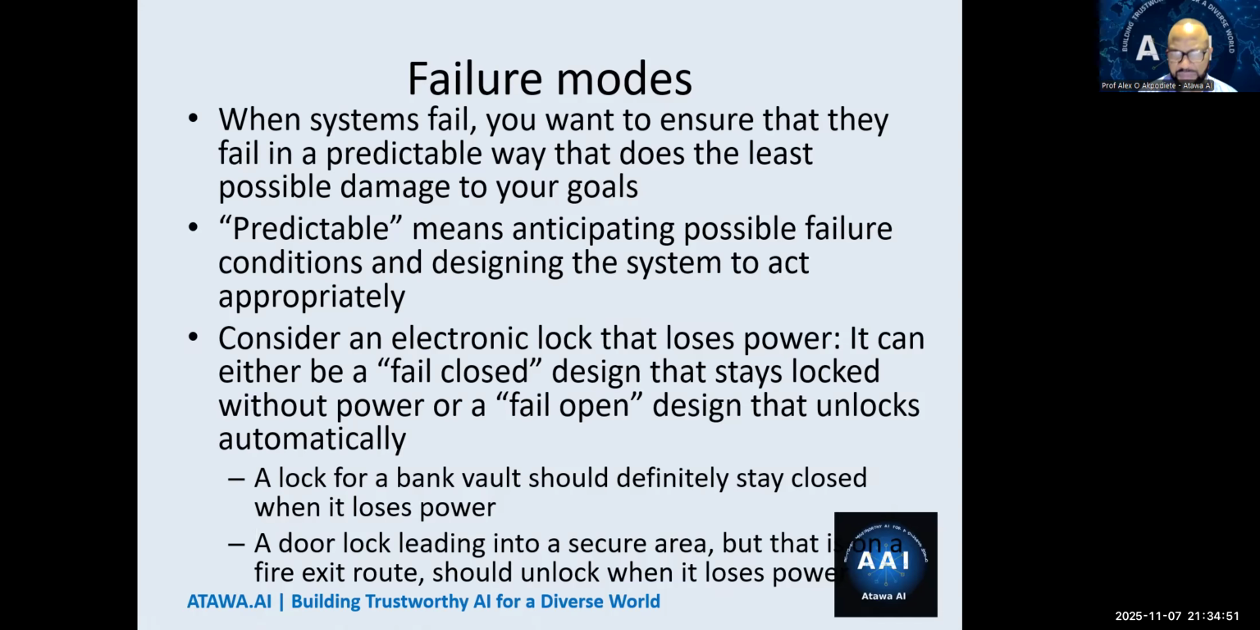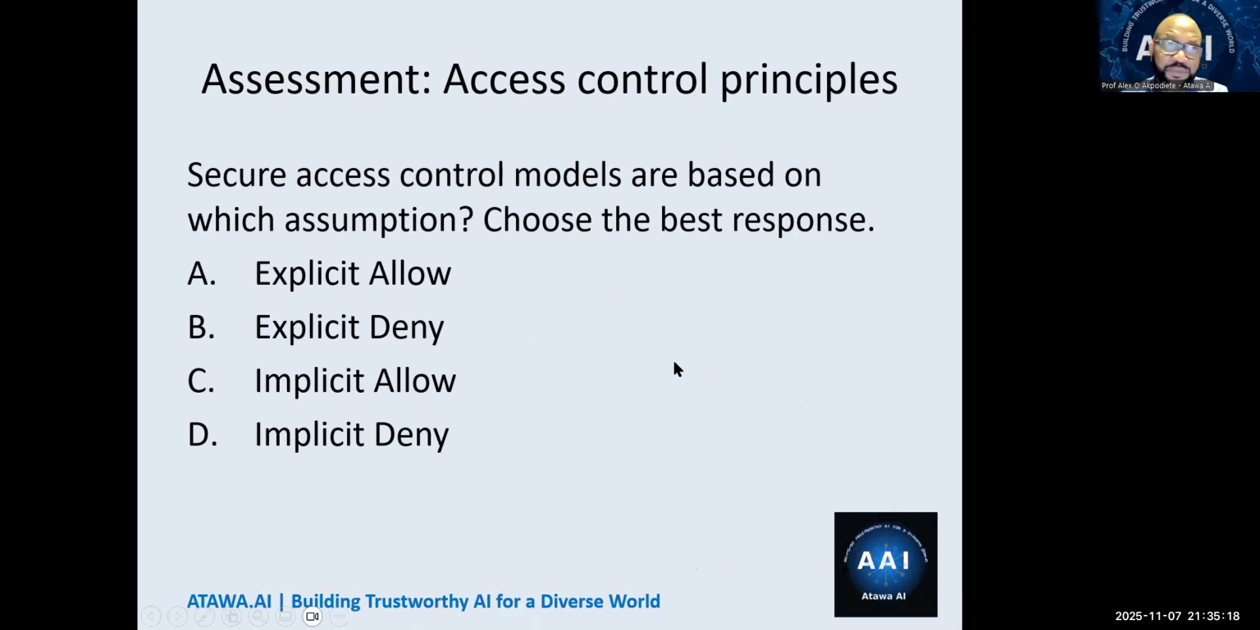So predictable obviously means I can anticipate it, right? For an electronic lock, know these two terms. You're going to see the words fail open and fail closed. Like in a bank vault, you definitely want it to stay closed when it loses power. But say you've got a building and the emergency lock fails, you want it to fail open so that we don't get trapped in the event of a fire, right?